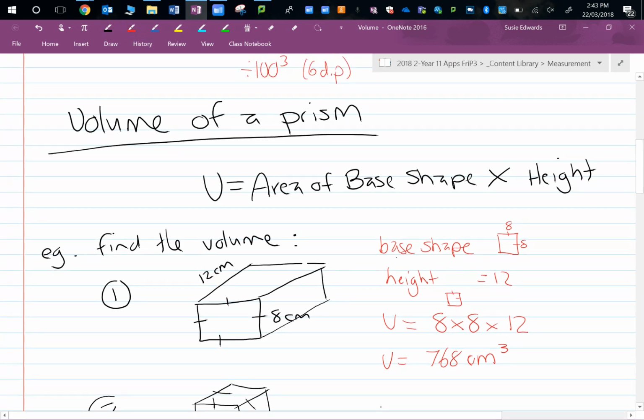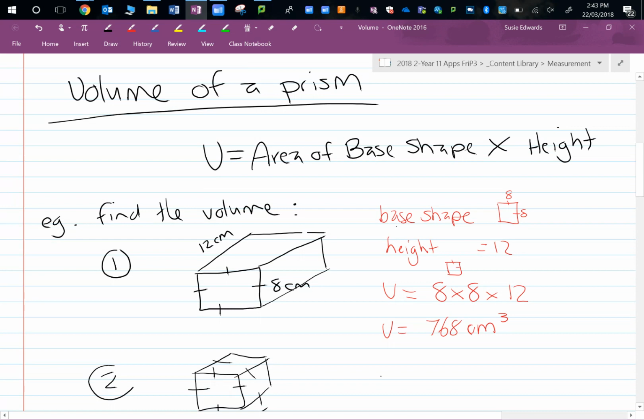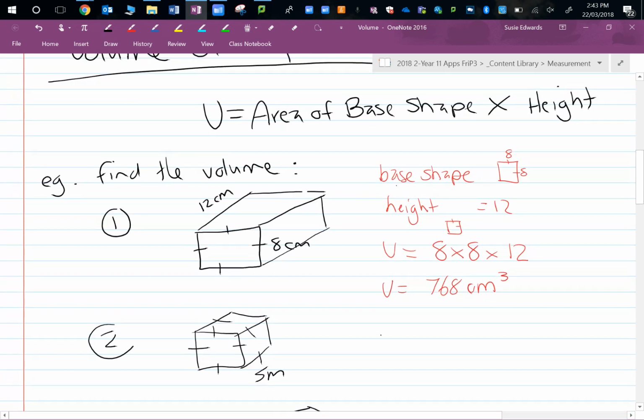Everyone okay with that? All right, we are going to move fast. So a cube: base shape, square, height, same number as well. So for this, we would just be going volume equals 5 times 5 times 5. Area of the base shape, which is a square, 5 times 5, times by the height, which is also 5. So your volume's 125 cubic meters.